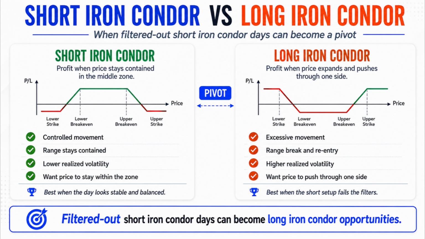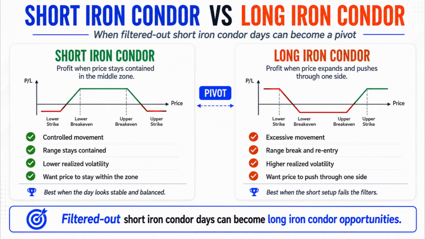And when those conditions are not right for the short iron condor, that does not always mean there is no trade. Usually when you filter trades out of a strategy, those filtered out trades are just lower quality. Maybe they have too many losses, or maybe the wins and losses are too close to even. But in this case, the filtered out occurrences were so heavily weighted toward losses that the opposite trade structure became interesting. This is where the long iron condor comes in.